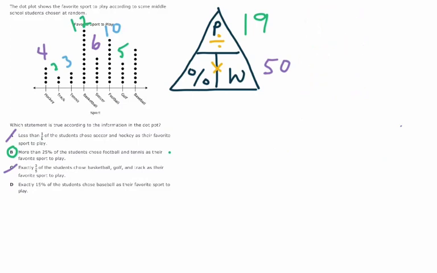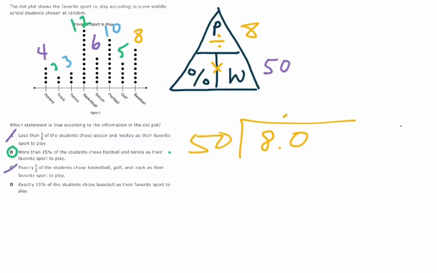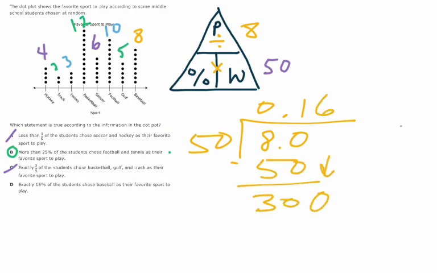Finally, on D, exactly 15% of the students chose baseball as their favorite sport. Well, baseball I accidentally counted up a second ago, but we know that's 8. So that means 8 out of 50 here. And we turn it into a percent. We can say 8.0 divided by 50. We know 50 doesn't go into 8, goes into 80 one time. It's 50. It's 30. Bring down a 0. Here you are, 300 again. But it actually goes in 6 times, which when we zero this out, we'll get 16% and not 15%. So B is going to be the best answer here for this dot plot question.